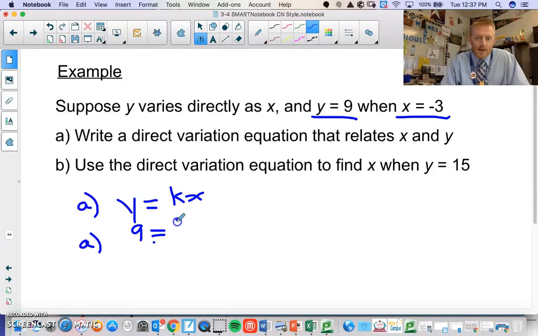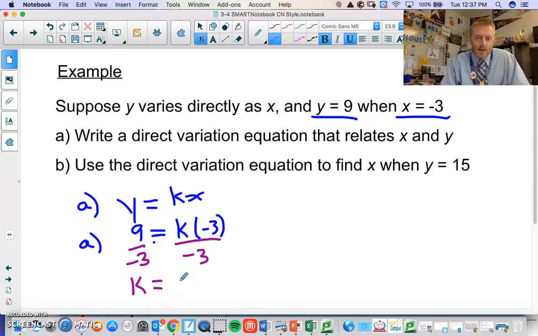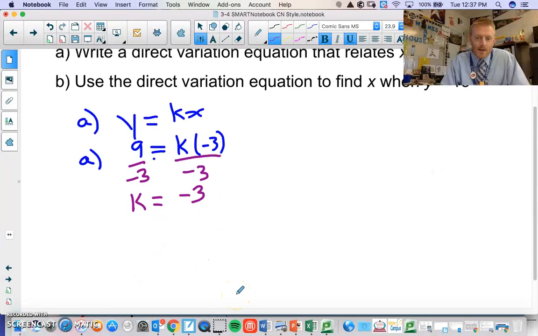9 is equal to k times -3. So our job is to solve for k. We're going to divide by -3, divide by -3, and we find out that k is equal to -3. So if k is equal to -3, then you will see here, folks, that if I plug it back into the original equation, it says y is equal to -3x.